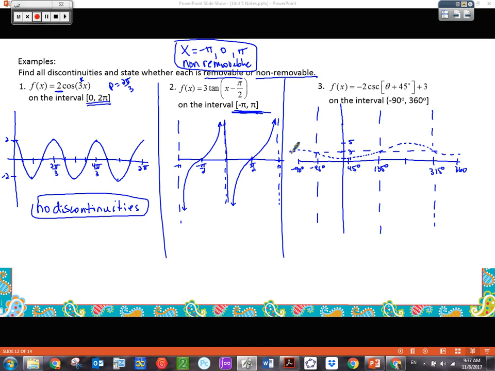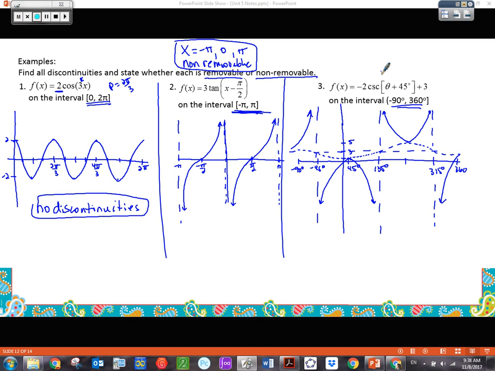So let's draw the little pieces of cosecant. So it would be like this, and it would be like that. So we're going to be required to draw all of the parts right through this entire interval. So I don't know, this one's going to be something like that, and that would be something like that. Okay, so I'll pause here for a second. Are we okay with the graph?